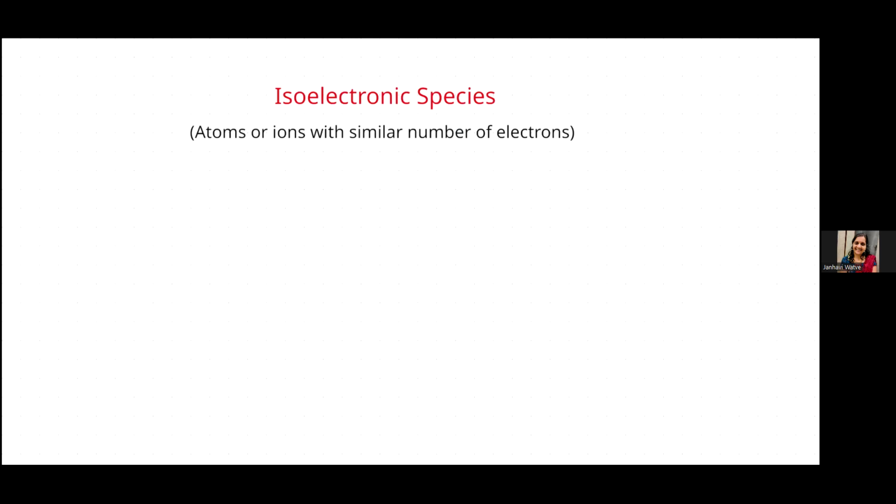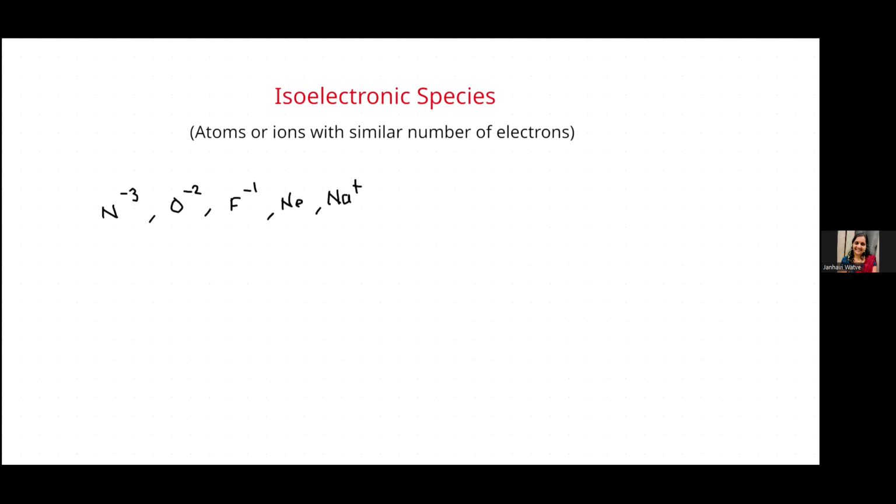Now let's get into the examples of it. For example, I write N minus 3, O minus 2, F minus 1, Ne, and Na plus. Now here you can see N minus 3, O minus 2, F minus 1, Na plus are ions. Why are they ions? Because all these are charged species. They are having a charge above them.